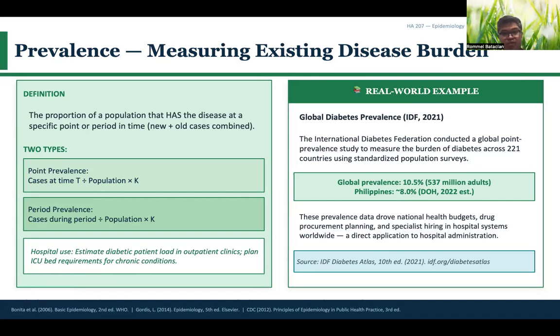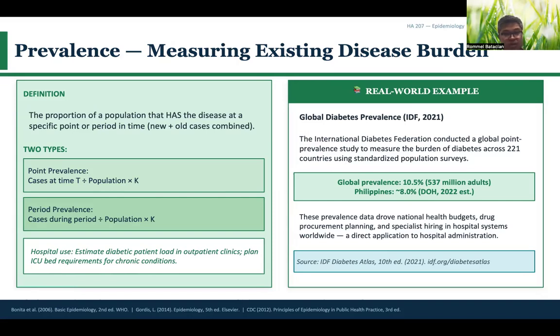An example would be the global diabetes prevalence, which was conducted by the International Diabetes Federation in 2021. Their finding was that the prevalence is 10.5%.